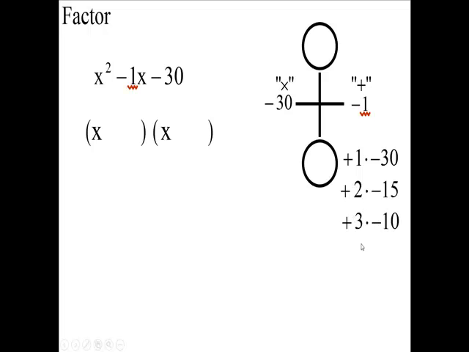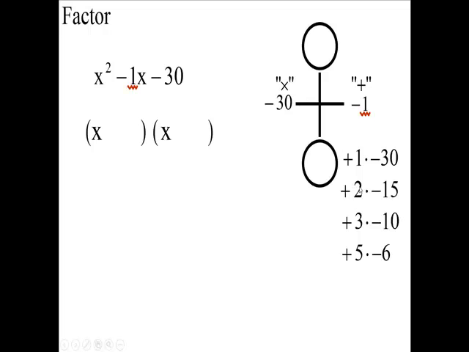Count: 1, 2, 3, 4. 4 doesn't go into 30 evenly. Count: 1, 2, 3, 4, 5 times 6 is 30. Now one of these is going to give me a negative 1. Let's look at this one. If you add these up, you get negative 29.